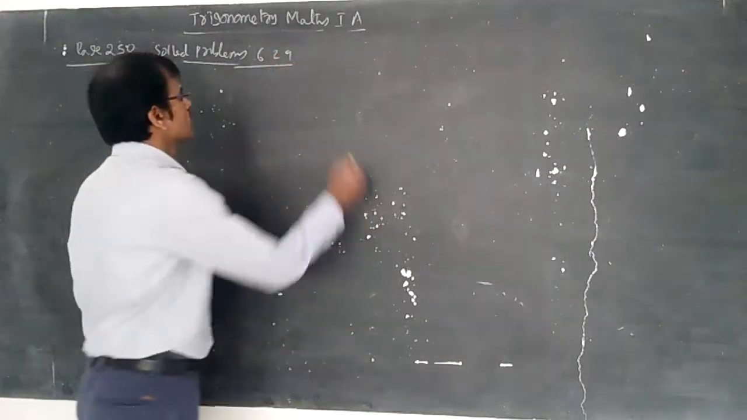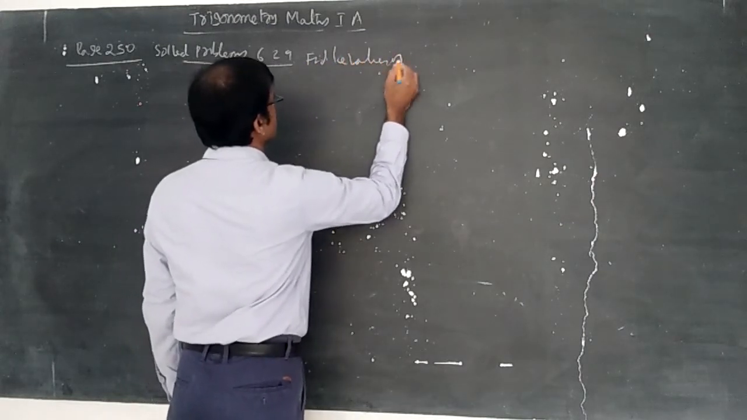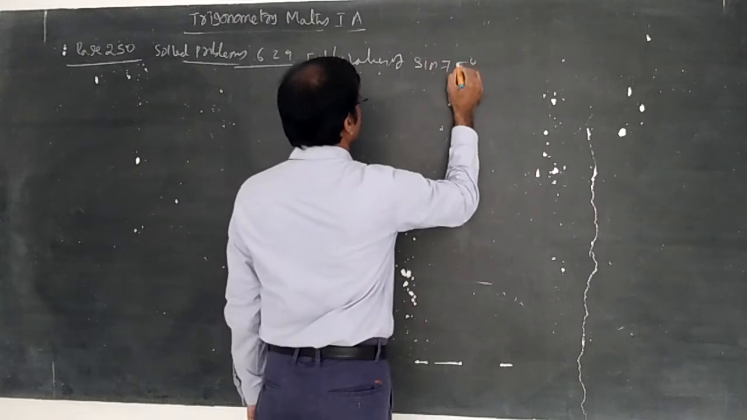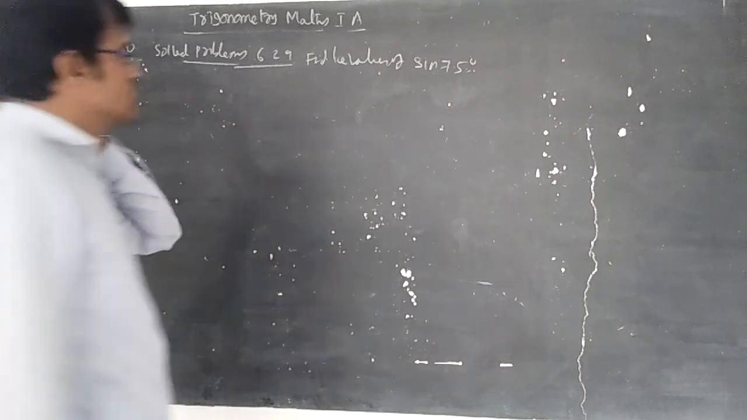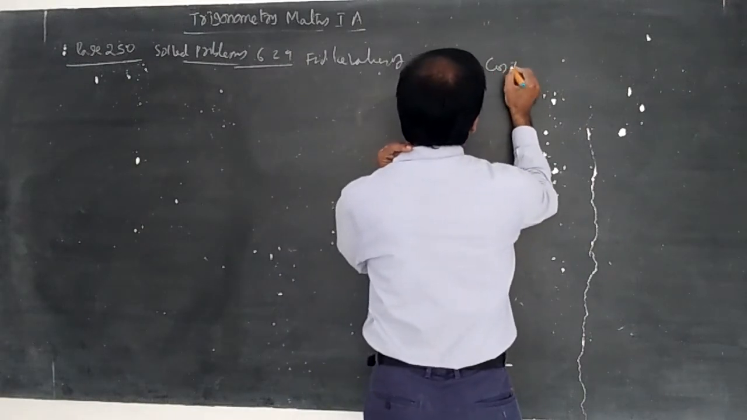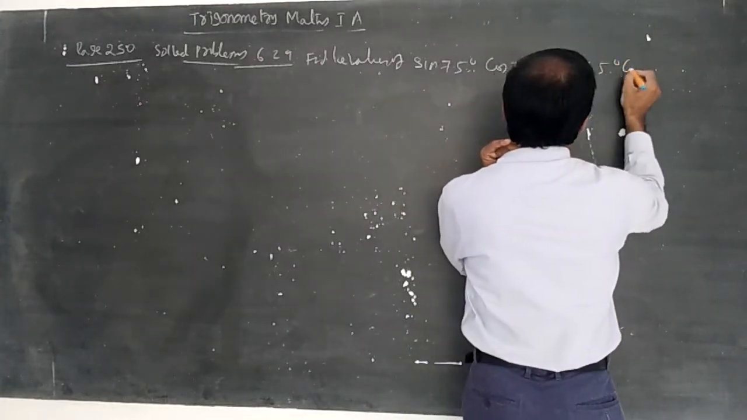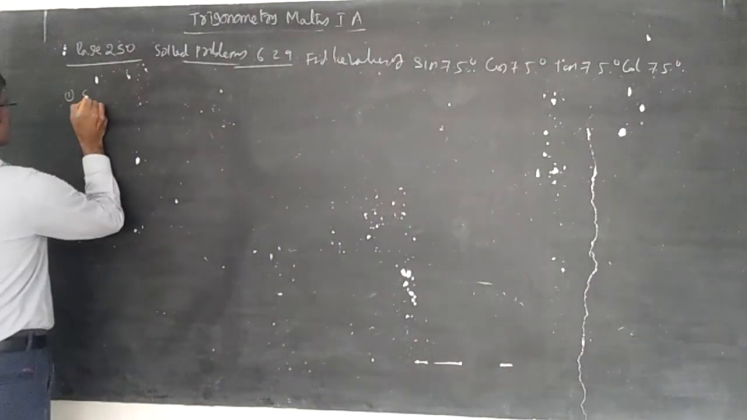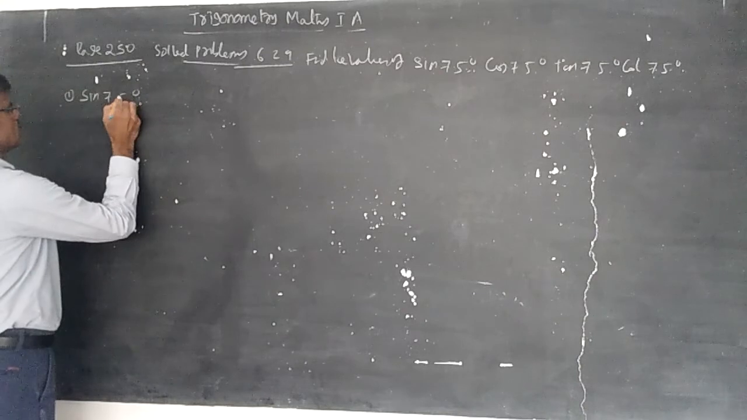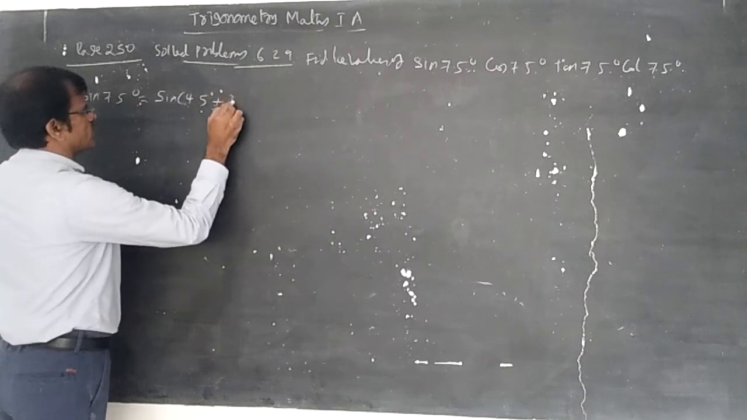Example 2.9. Find the values of sine 75 degrees, cos 75, tan 75, cot 75. So everything is there. First of all, sine 75. Write like this: sine of 45 plus 30.